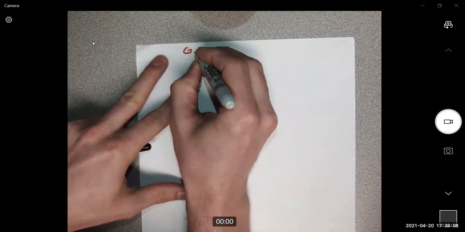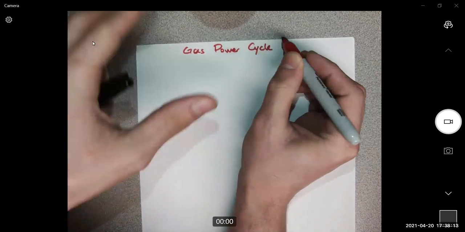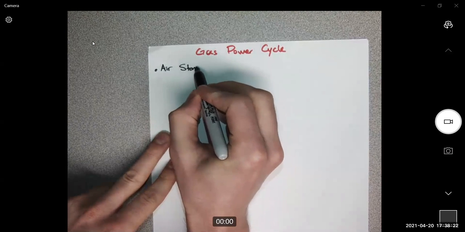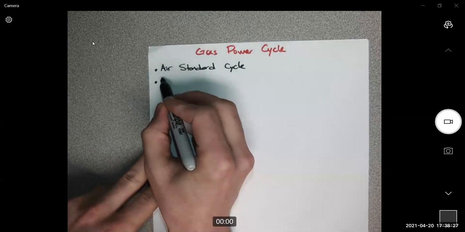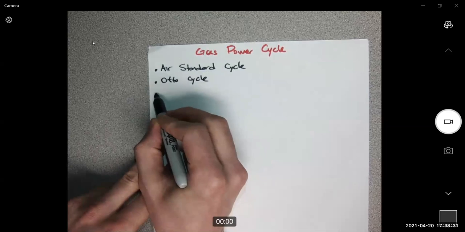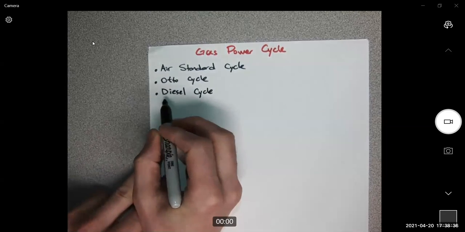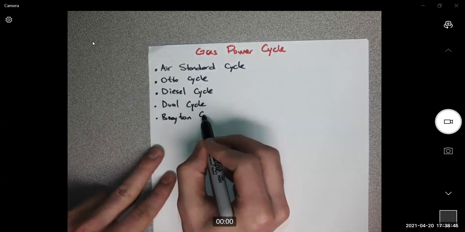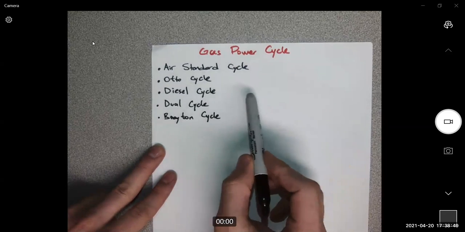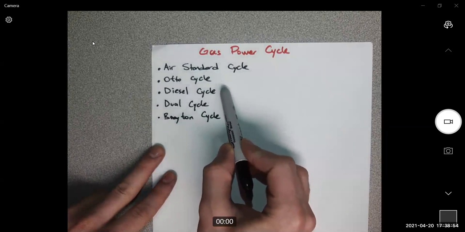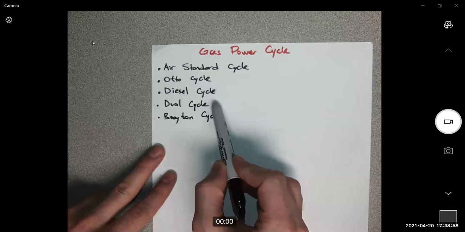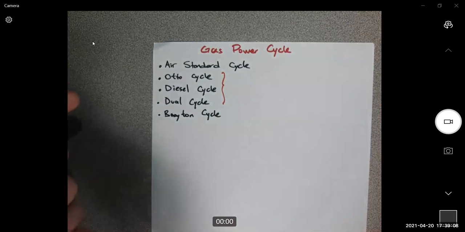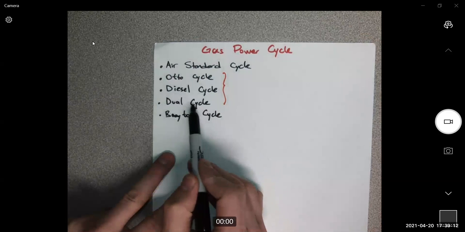Gas power cycles. And there are air standard cycles. In particular, we're going to talk about the Otto cycle, diesel cycle, dual cycle, and Brayton cycle. In this class, we will talk about the Otto cycle and diesel cycle. We're not going to cover the dual cycle. Dual cycle is basically a combination of the Otto and diesel cycles. But if you know the Otto cycle and diesel cycle, you can work out a dual cycle.